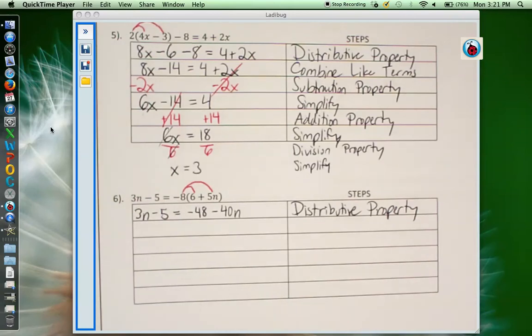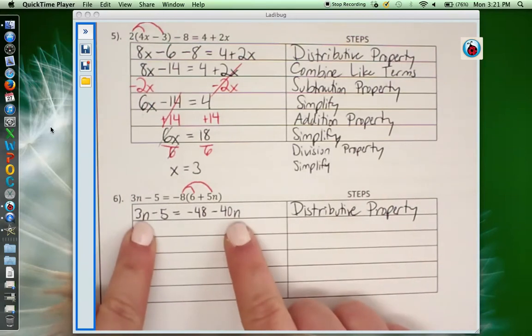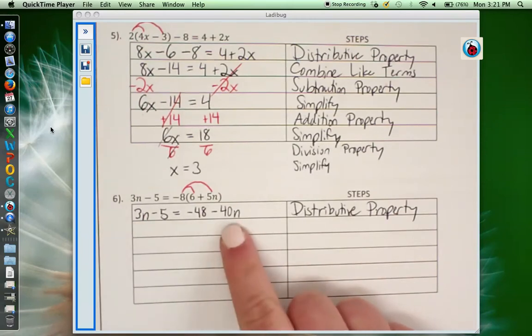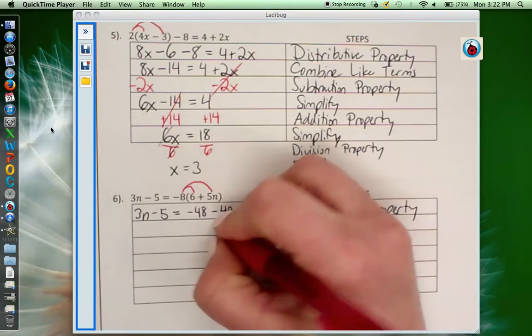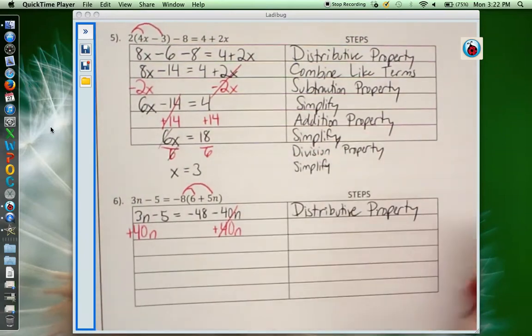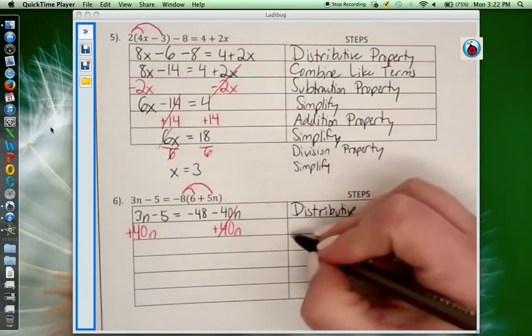Now I'm going to have to start adding and subtracting things from one side to the other to get things by themselves. Next thing I check is there's variables on two sides. I need to deal with that. So I can either subtract 3n from both sides to cancel the 3n, or I could add 40n to both sides to cancel the minus 40n. I like the idea of getting rid of this negative, so I'm going to add 40n to both sides. That's using addition property.